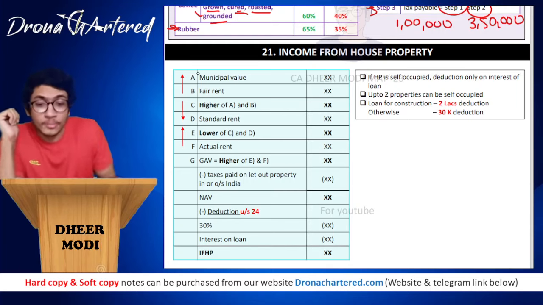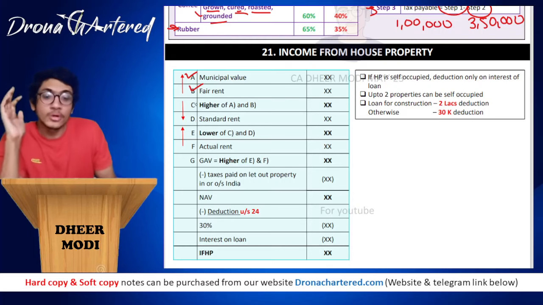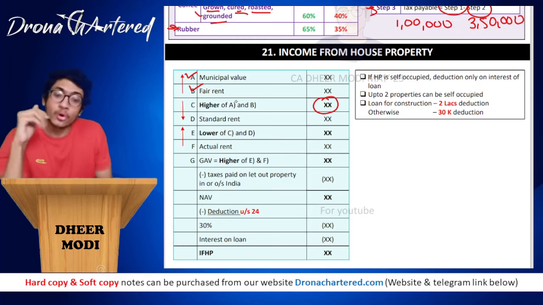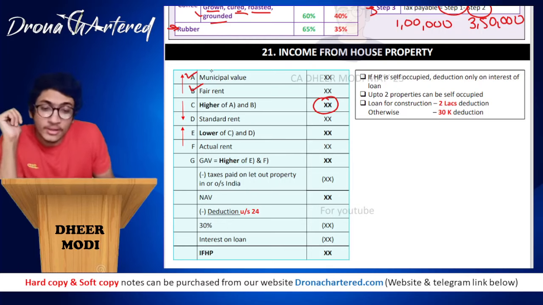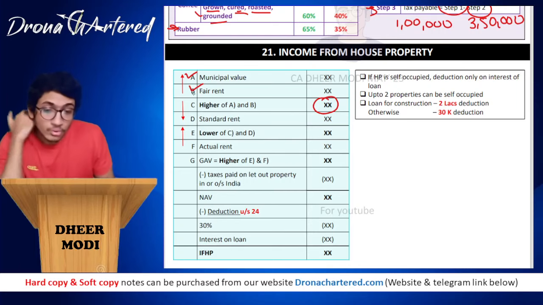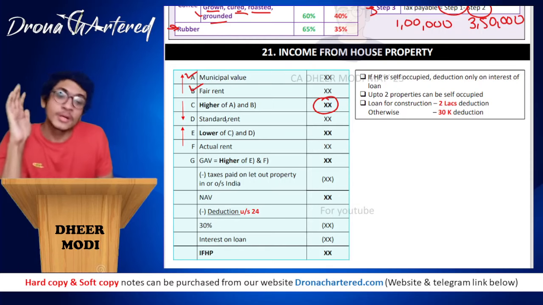So income from house property, if you've done this in Inter, you take higher. First is your municipal value and fair rent, whichever is higher, that will be your C. So higher of A and B will be your C. All of these figures will be given in the question to you, correct? So municipal value, fair rent and standard rent, these three figures will be given to you. If any of them is not given, you can ignore. So first, whichever is higher, that will become your C.